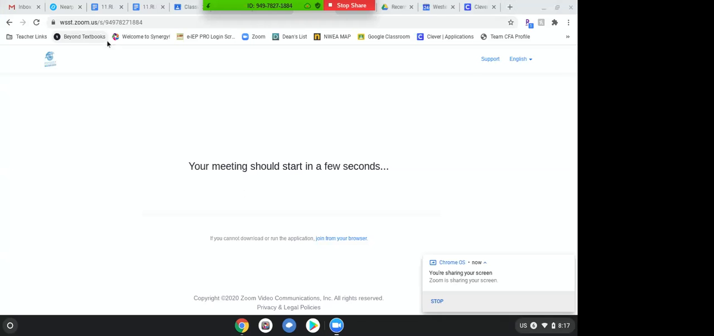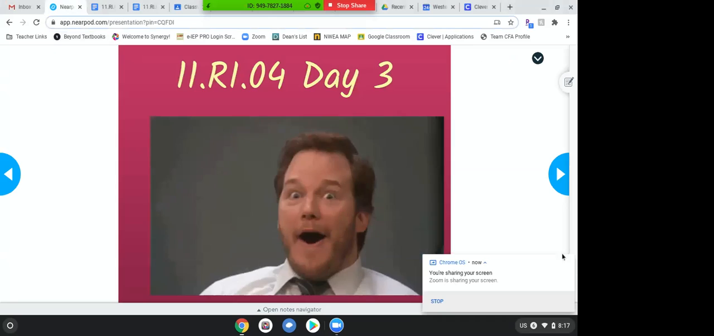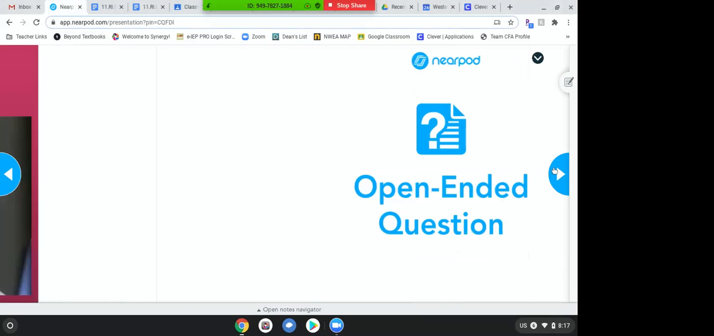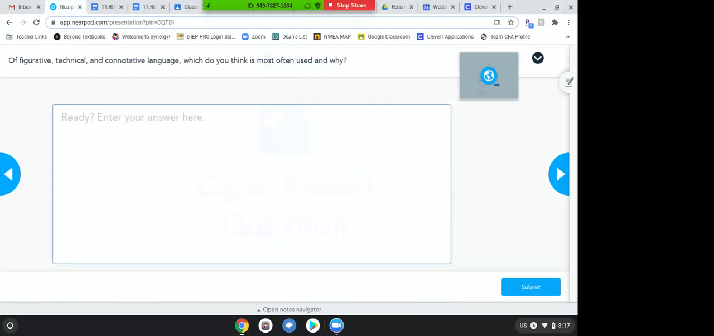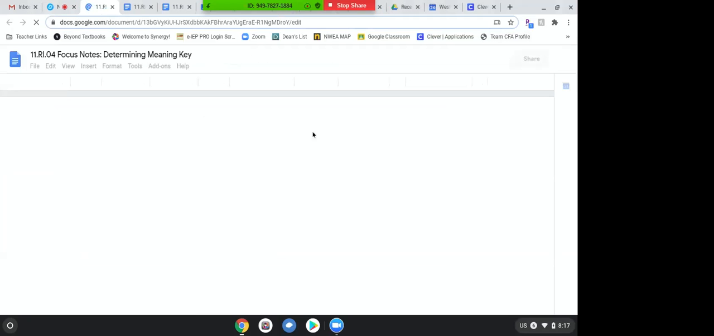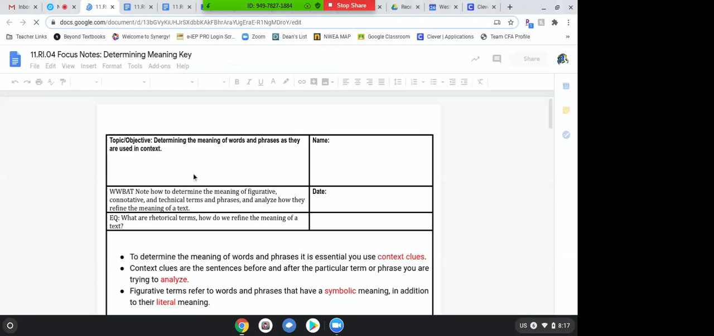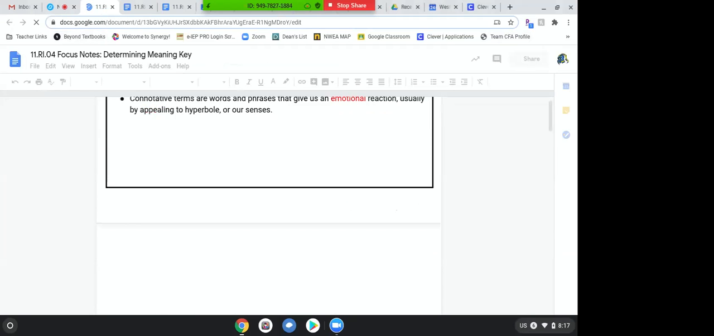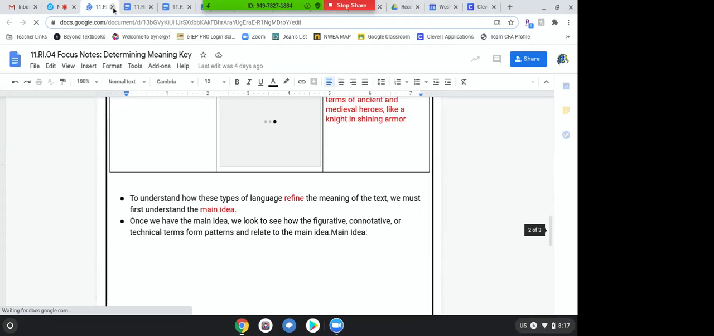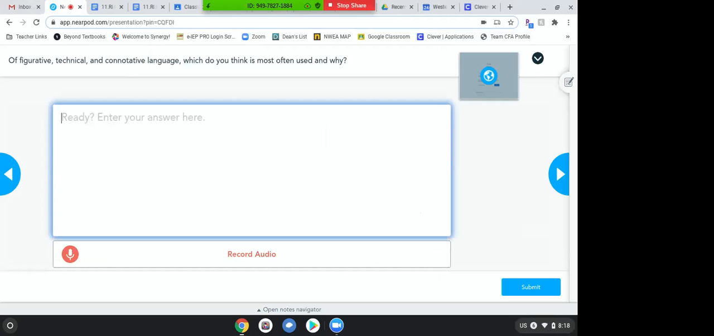I'll share my screen, and I will jump in on the Nearpod. To begin with is an open-ended bellwork question, just asking your opinion of figurative, technical, and connotative language. Which do you think is most often used and why? And here you'll actually get a link to your focus notes determining meaning keys. That way you can take a look at what connotative, technical, and figurative language is. And so I'll leave you with the sentence stem here for a little bit.